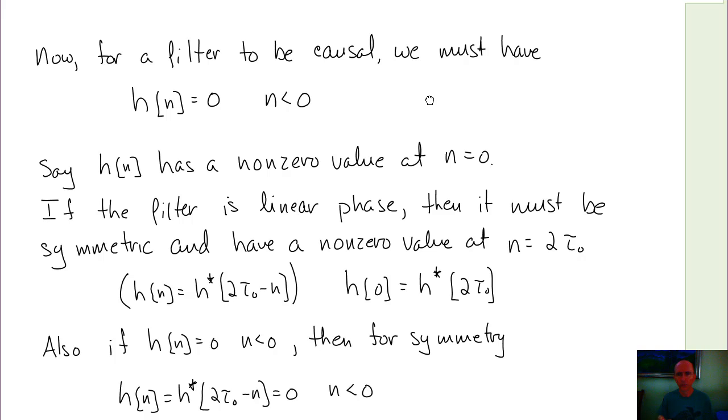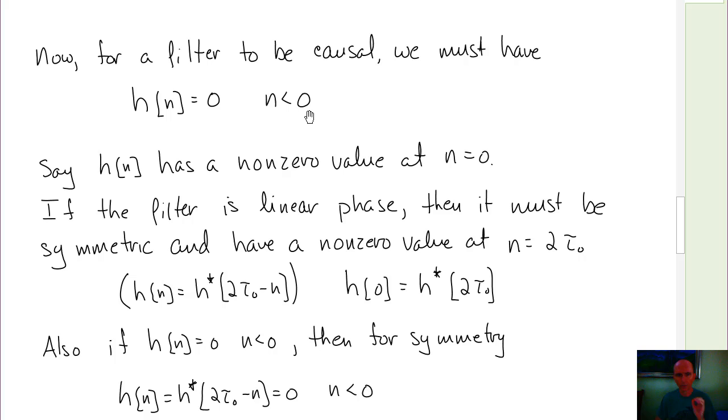If you think back to when we were talking about systems, causal systems, one of the properties that we saw was that for a system to be causal, its impulse response must be 0 for time less than 0, for n less than 0. The impulse response is the response of a system to an impulse at 0. And so before 0, we can't have anything coming out of the system because we haven't given it an input yet. So let's say h of n is 0 for n less than 0.